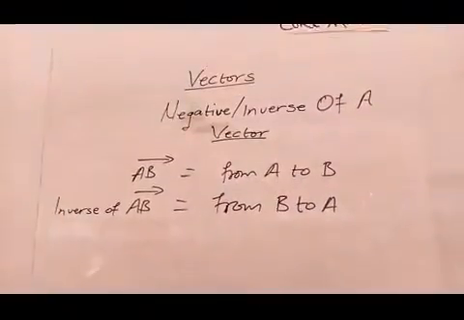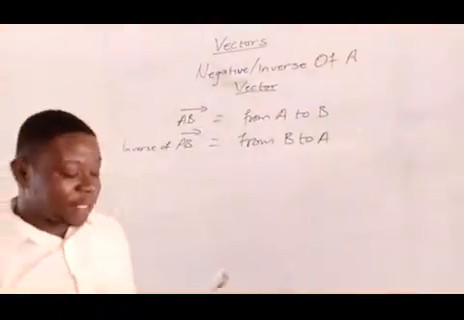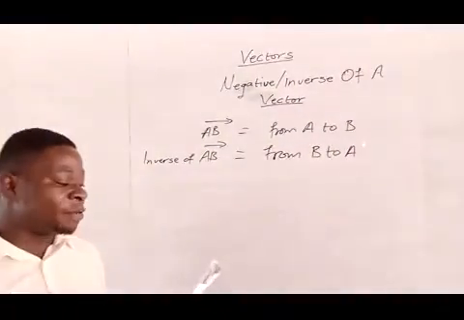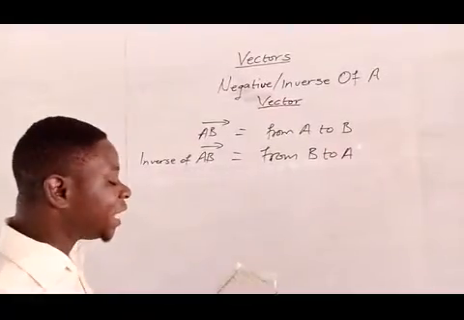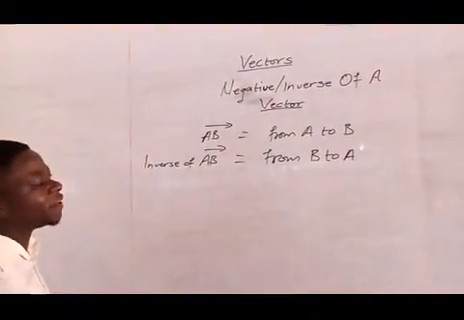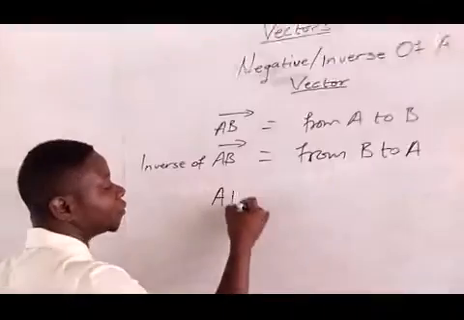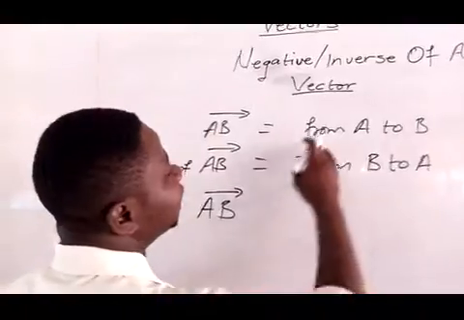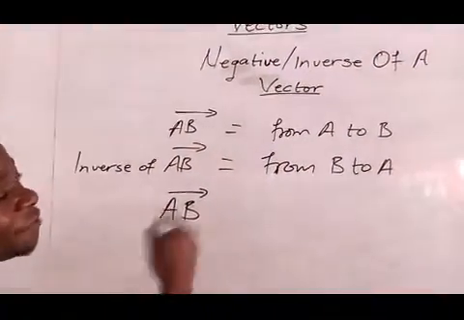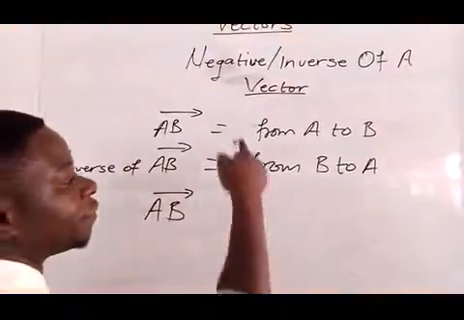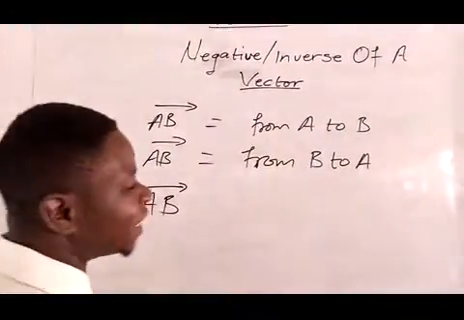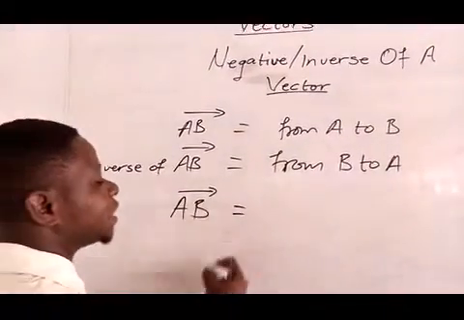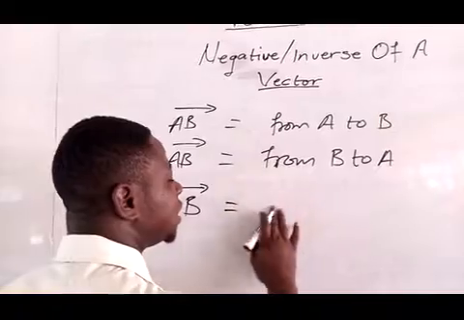That is basically what you are going to look at. So then let me look at the definition of it. Though I've already explained, the definition will also serve some purpose. If vector AB is a vector, then the negative or the inverse of the vector AB is given by this. So like I was explaining, the inverse of vector AB, which is the inverse of from A to B, is from B to A. That is the opposite. So the inverse of vector AB is actually BA.